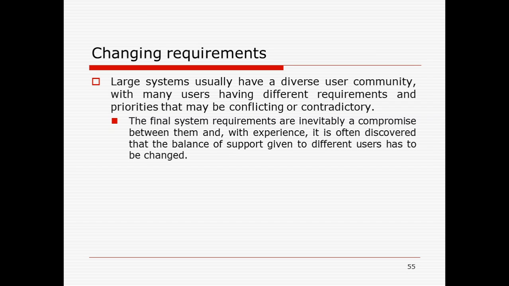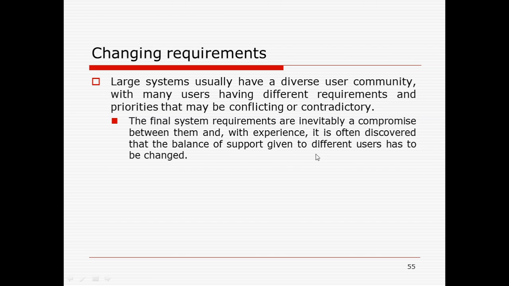Large systems usually have a diverse user community with many users having different requirements and priorities that may be conflicting and contradictory. When the system is small, the requirements are going to be a comprehensive set which may be complete. But when the system is very large, there is a diverse community using the system. In that case, there are always likely to be requirement priority changes or conflicts in the requirements. Contradictory requirements may be gathered.